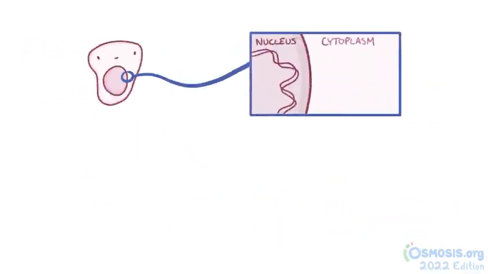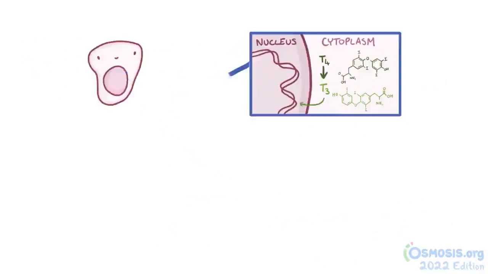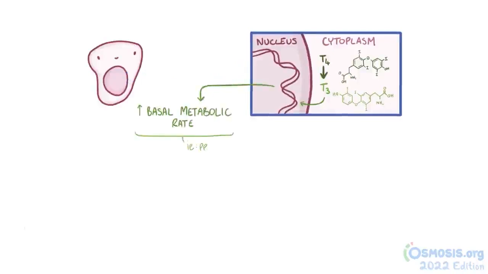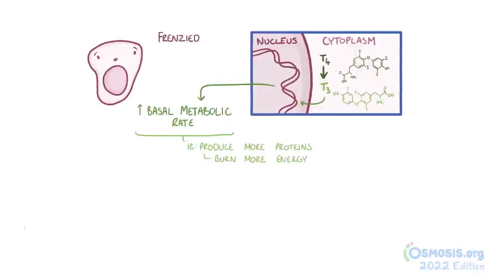Once inside the cell, T4 is mostly converted to T3, at which point it can exert its effect. T3 speeds up the basal metabolic rate. So as an example, they might produce more proteins and burn up more energy in the form of sugars and fats. It's kind of like the cells are in a bit of a frenzy.